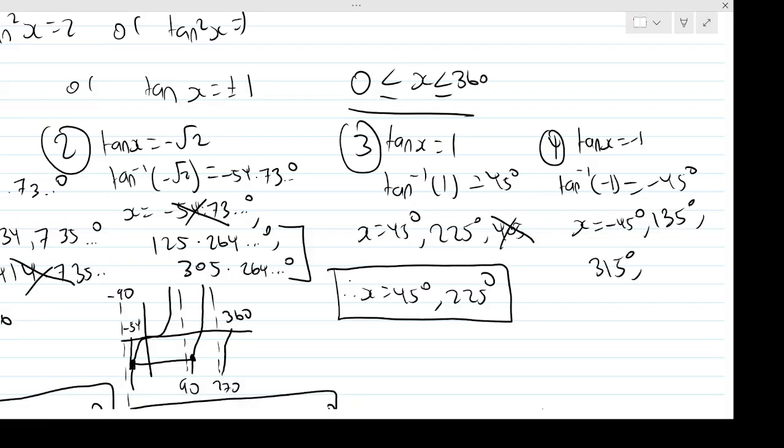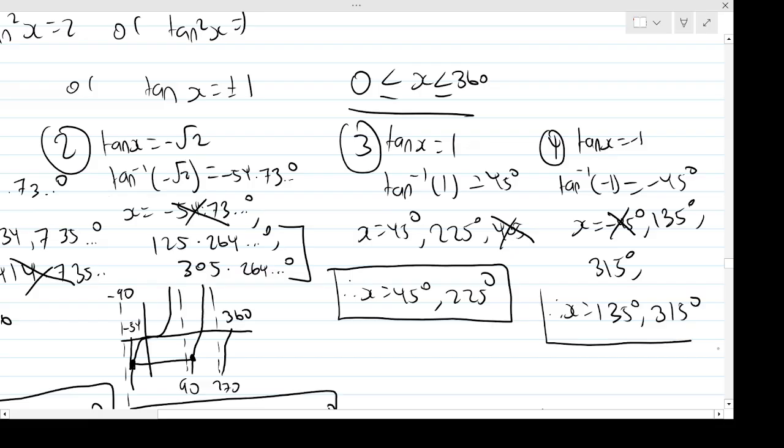And then if you notice, adding another 180 on would be above 360. So any more solutions after that will be outside the range. But also this minus 45 is negative. That's also outside the range because it's less than 0. So we reject that then. So overall my two solutions are 135 and 315. And there we are. So we solved all four equations, so just combine them together.